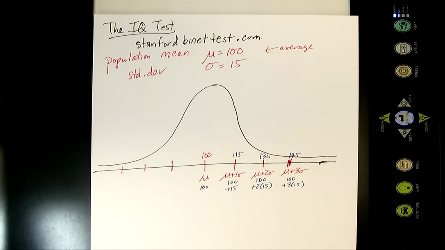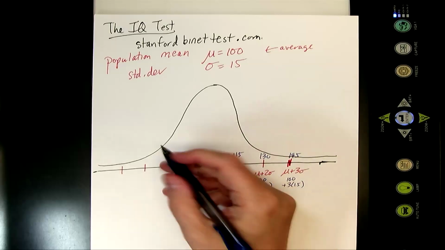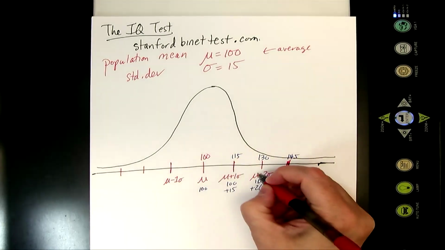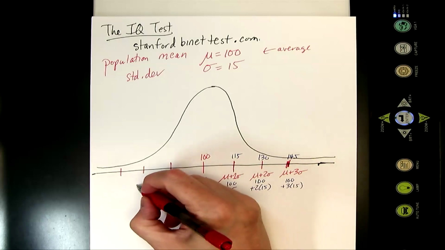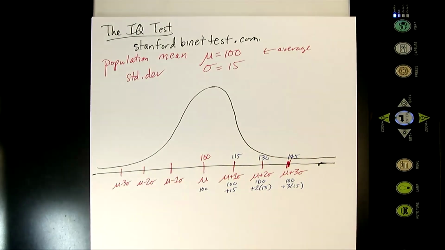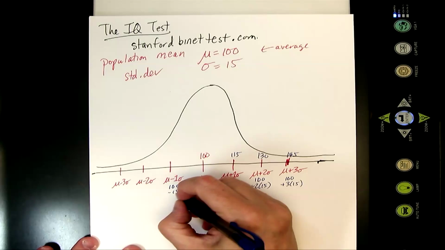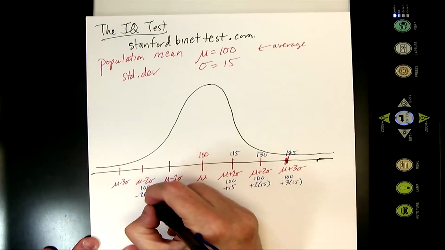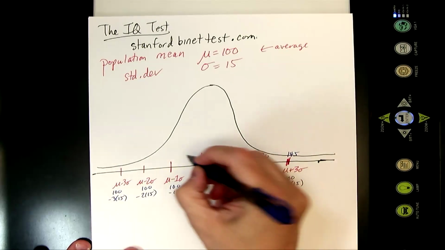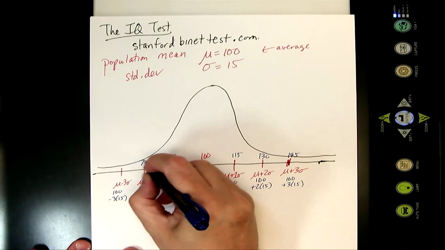Guess what we do going the other way? Subtract. Yeah, we're subtracting. So same process. 100 minus 15, 100 minus 2 times 15, and 100 minus 3 times 15. And you get 85, 70, and 55.